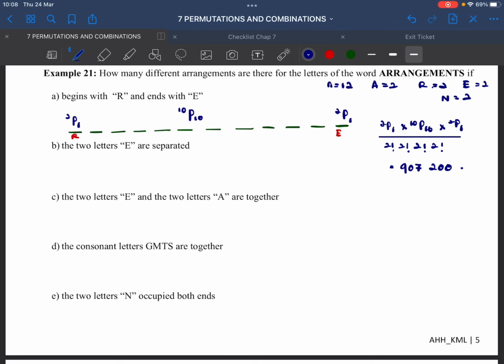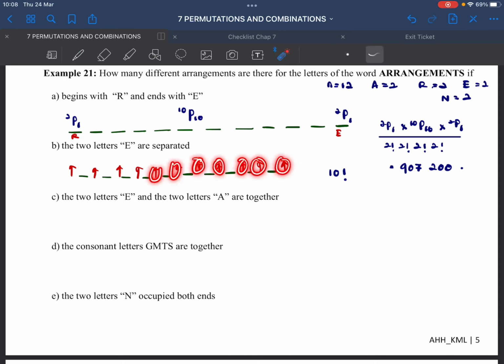Alright, so let's see the second one. The 2 letters E are separated. So ada 12 huruf, kamu buang 2 E tu, so ada 10. So kita letak 10 dulu. 1, 2, 3, 4, 5, 6, 7, 8, 9, 10. Okay, ada 10. So that is 10 factorial. Okay, so the letters are separated. Separated ialah di celah-celah ini. Semua ni ialah tempat untuk E. Okay, E kamu boleh duduk di sini. So ada berapa banyak tempat tu? 1, 2, 3, 4, 5, 6, 7, 8, 9, 10, 11. Ada 11 tempat untuk E.